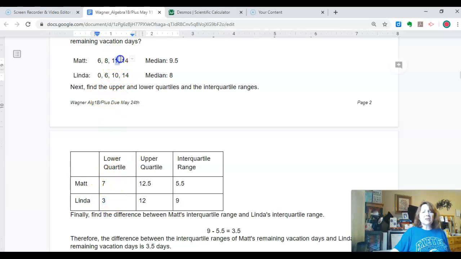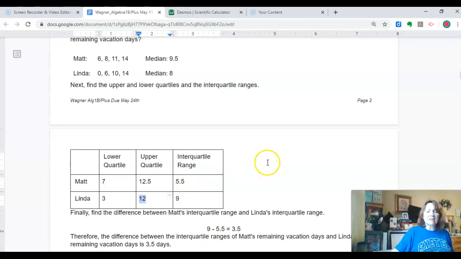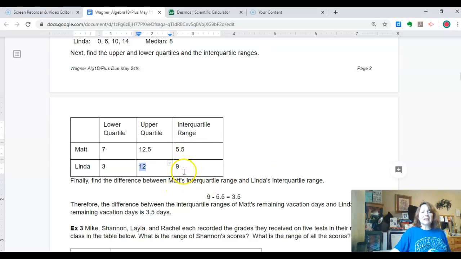The upper quartile would be looking at this amount. So actually, we don't really need the median for this, do we? We would take 11 plus 14 and divide by 2, and we get 12.5. We would take 10 plus 14 and divide by 2 and get 12. Now we see the upper quartile minus the lower quartile gives us our interquartile range. Finally, if we wanted the difference between Matt and Linda, we would take the higher one, which is 9, minus 5.5, and you get 3.5. So that's the difference between their 2 interquartile ranges.